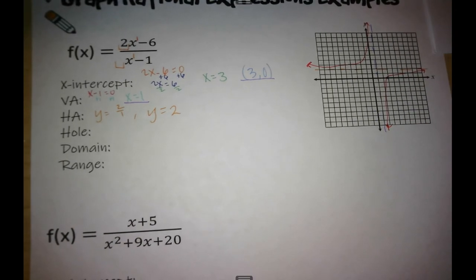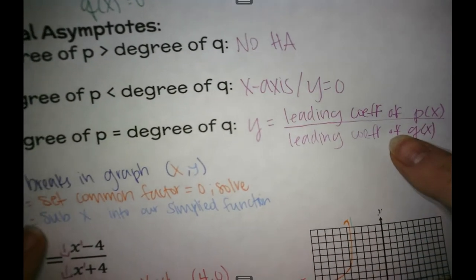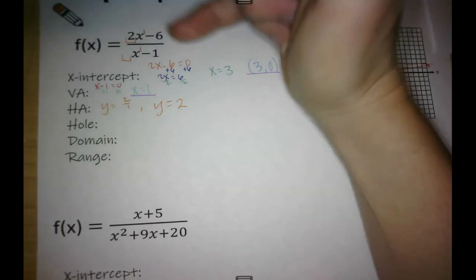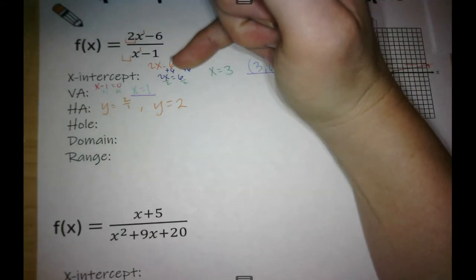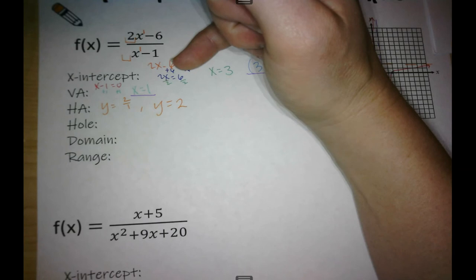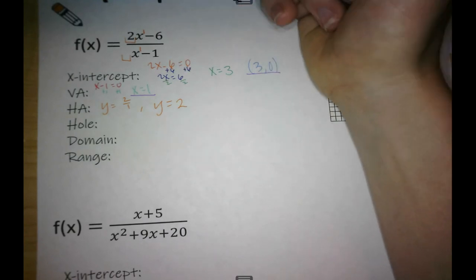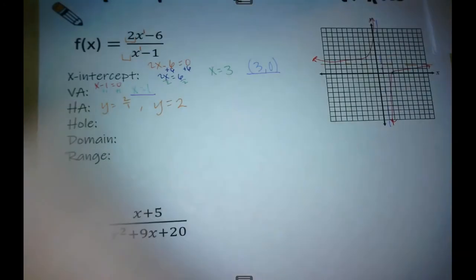Do we have any holes? So we're looking first for our common factor. Is there a common factor up top that there is on the bottom? No, there's not. So there are no holes.